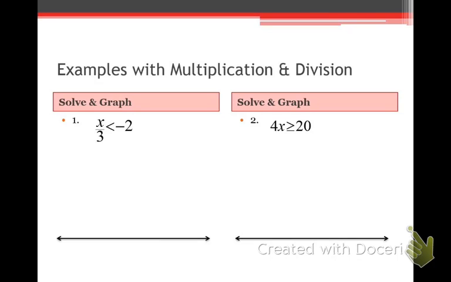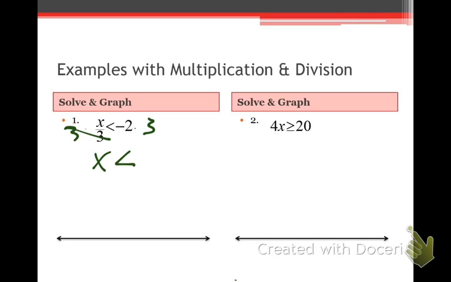If you want to solve this first one, number one, x over 3 is less than negative 2. Okay? We want to isolate x. What are you going to do to isolate x here? Yeah, multiply both sides by 3. Right now, we're dividing by 3. We're going to multiply both sides by 3.